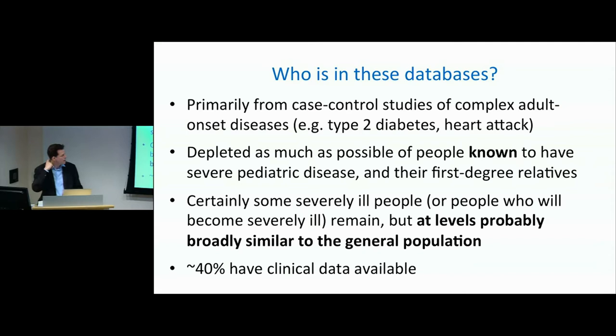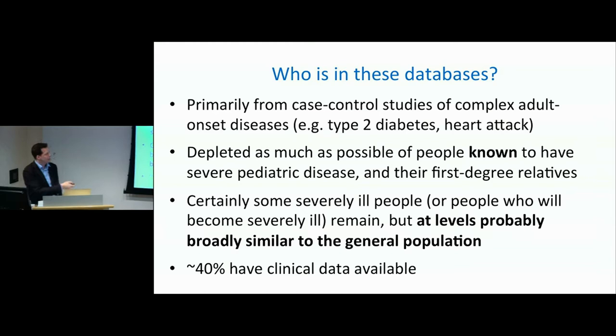And so for many of these individuals, we know that they were recruited as part of a case control study of one of those diseases, so we know whether they're a case or a control for that particular disease. Often we know very little else about the phenotype of those individuals. Now we have, as best we can, depleted people who are known to have a severe pediatric disease, so this would include autism, pediatric cancer, any known Mendelian disease, as well as their first degree relatives. So the idea here was to create a reference data set that we could use as a comparison for severe rare disease patients, so that was important, but that doesn't mean we've managed to exclude everyone who has a rare disease from this data set.